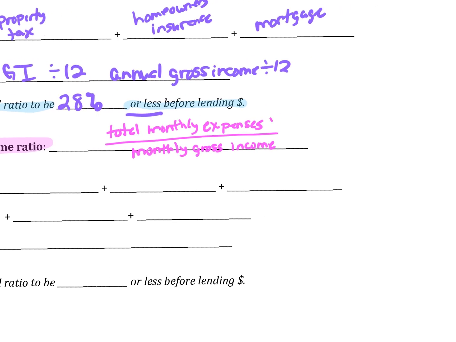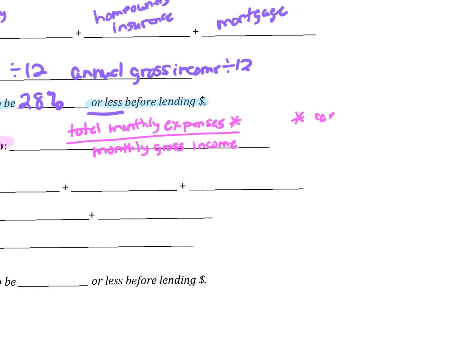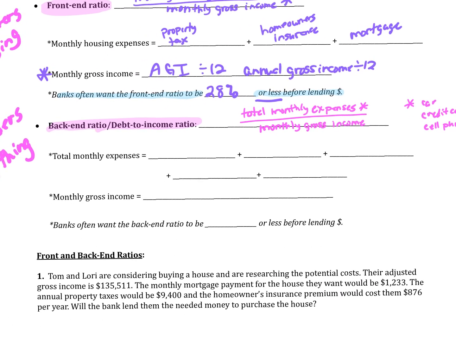So your total monthly expenses, think about that. That's gonna be car, if you have to pay off a loan plus the car insurance, right? It could be credit card, it could be alimony, it could be cell phone. So all of those types of expenses. So that's what's included in your total monthly expenses. So yeah, I have that written here too.